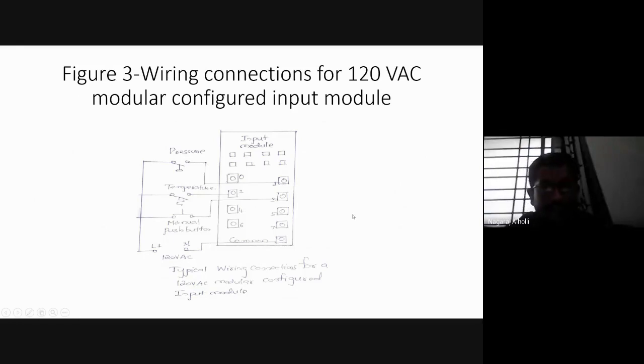They are connected externally. This pressure switch or pressure sensor is connected to the first input here. This is the input module. Temperature switch is connected to the second input. Then the manual push button is connected to the third input. They are arranged in a zigzag manner here: 0 input, first input, second, third, fourth, fifth, sixth, and seventh input.